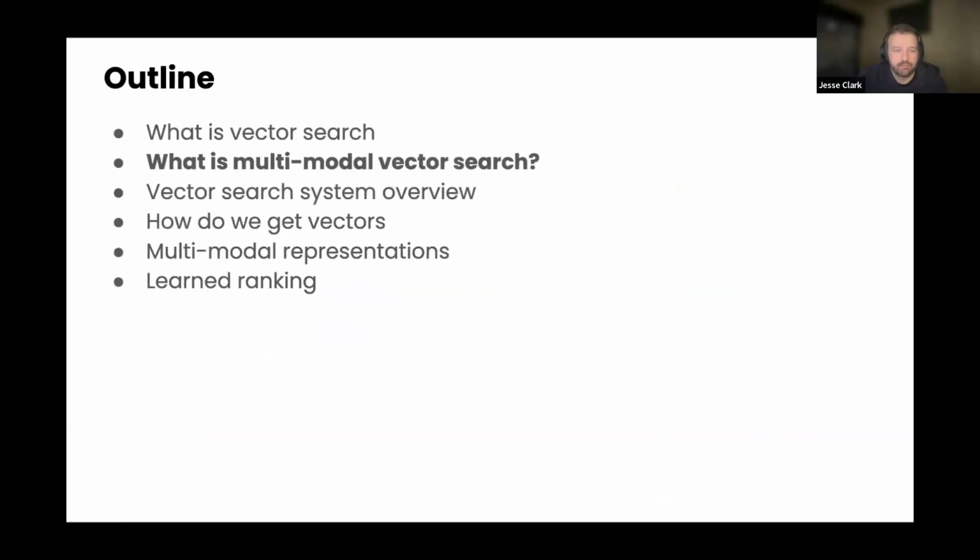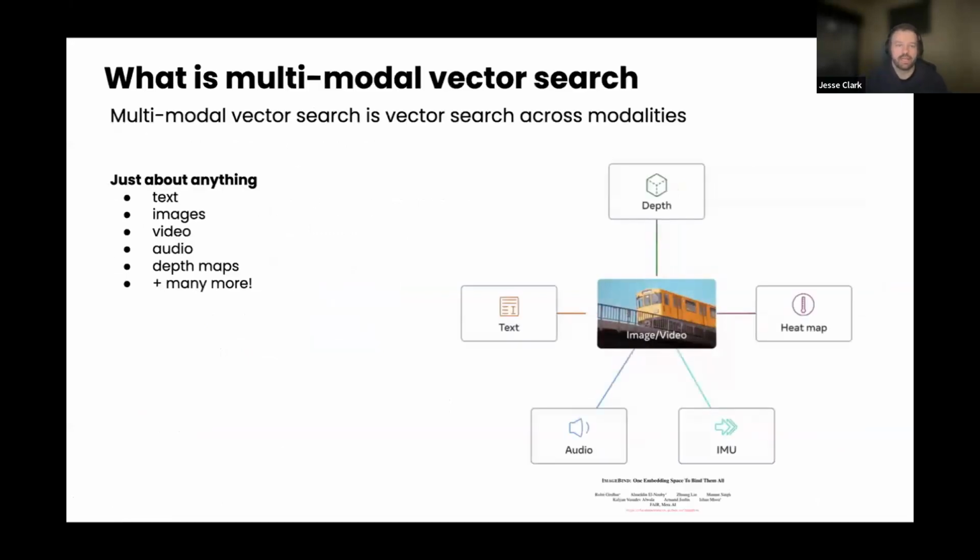Okay, so we've basically spoken about the primitive operations of vector search. How do we extend this, and what is multimodal vector search? Multimodal vector search is vector search across different modalities.